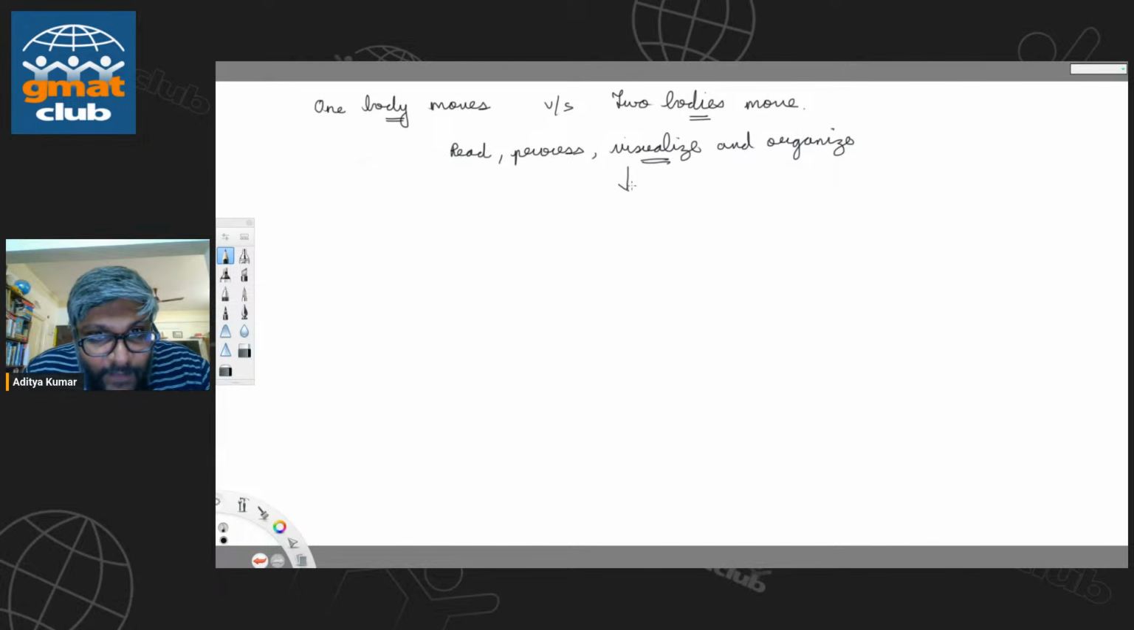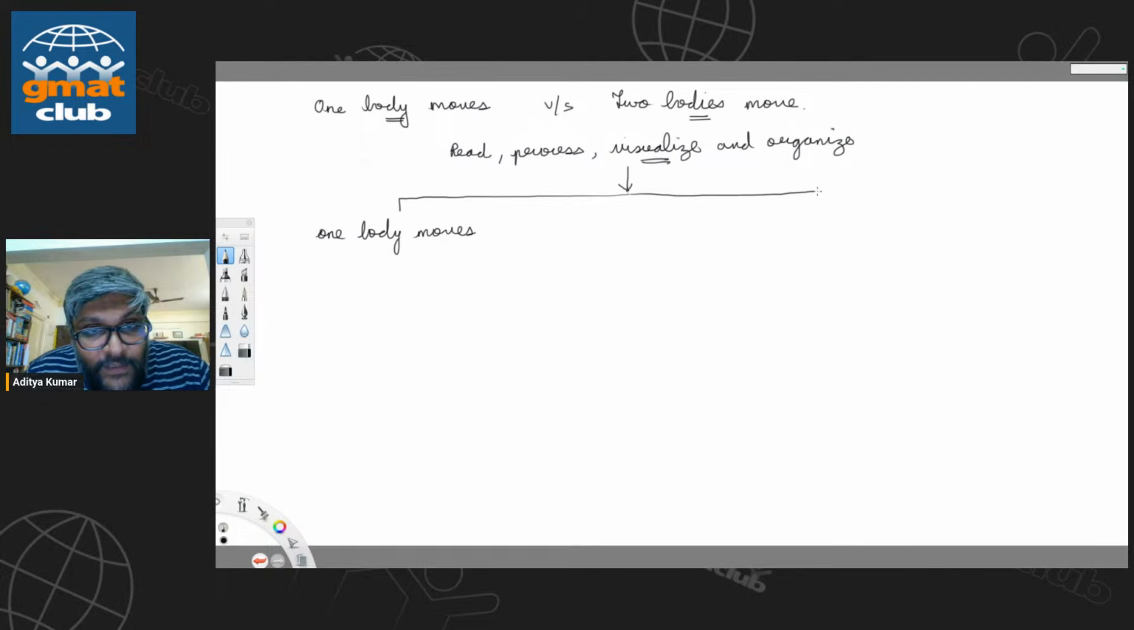Once this is done, you're going to ask yourself, once you've read the question, processed it, visualized it, and organized all the information that is given: is this question falling under a question where only one body moves, or is it something where two bodies are moving with respect to each other?